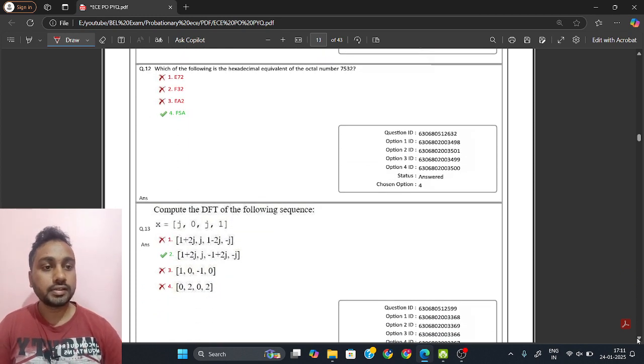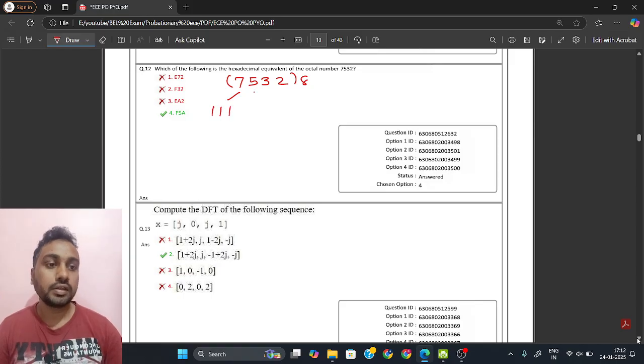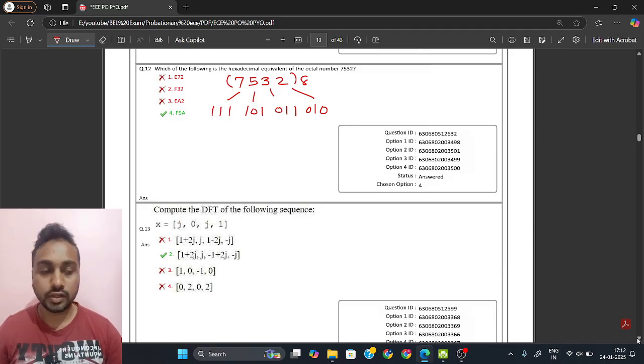Which of the following is the hexadecimal equivalent of the octal number 75332? So this is the octal we have been given, and we have to find the hexadecimal. First we need to convert this into binary. The binary form of 7 is 1 1 1, then 5 is 1 0 1, 3 we write as 0 1 1, and 2 we write as 0 1 0. So this is the binary representation.